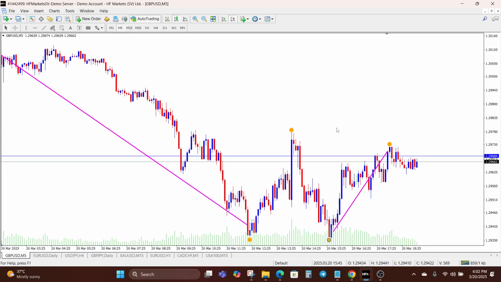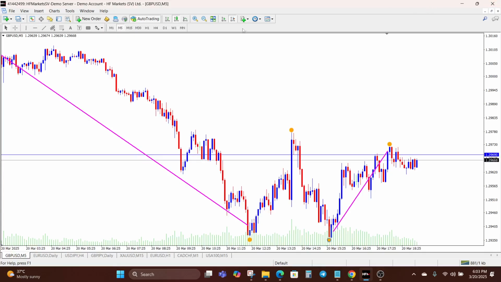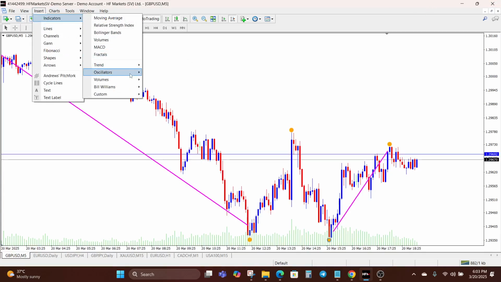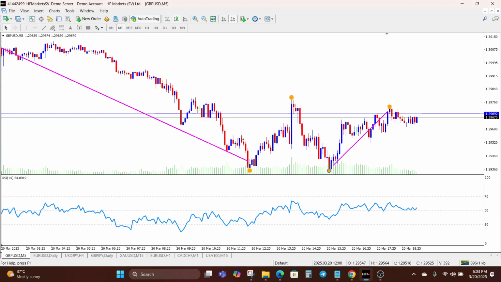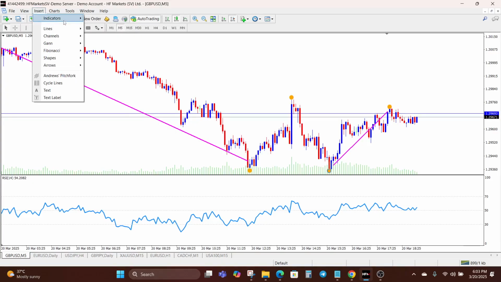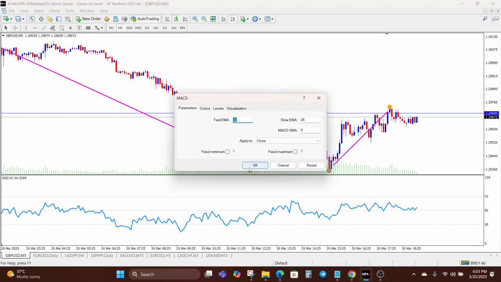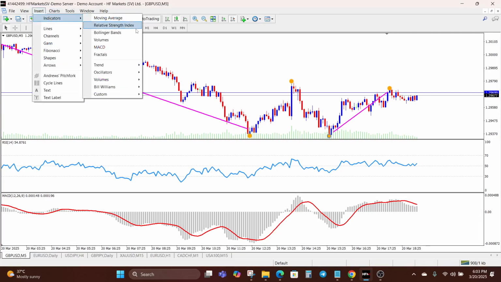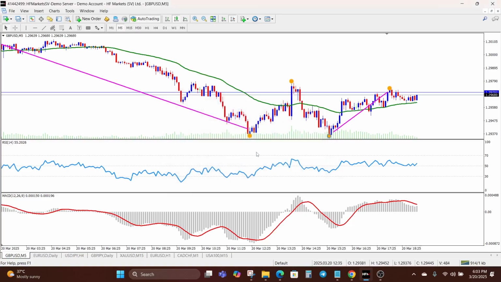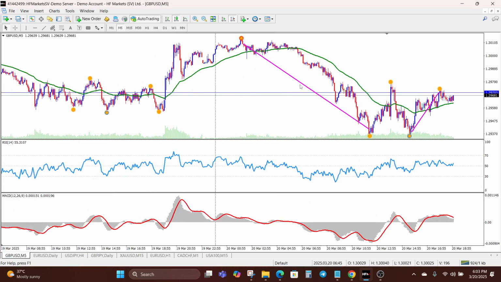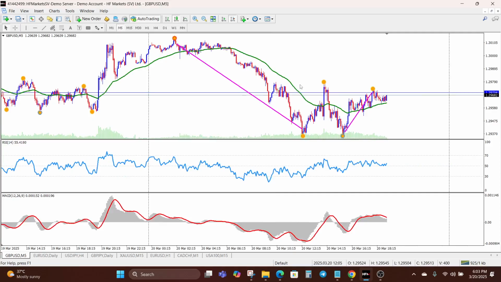First of all, confirm with other indicators. Do not rely on this indicator alone. Combine it with the RSI, for example. You can also combine it with the MACD, whichever indicator you prefer, or even with moving averages. These are some popular indicators that you can combine it with. The essence of combining it with other indicators is to get stronger confirmation.